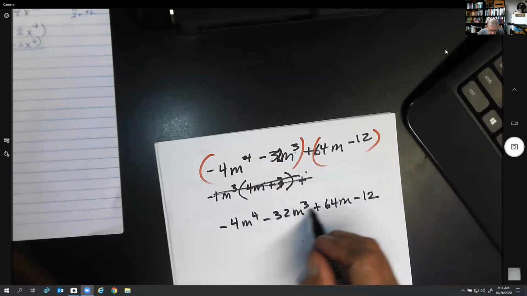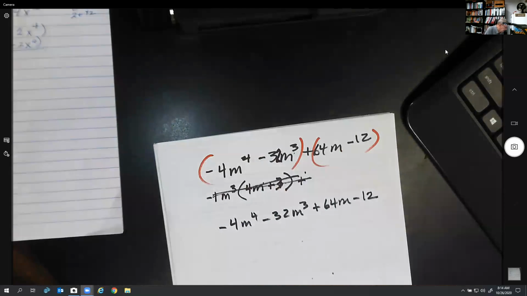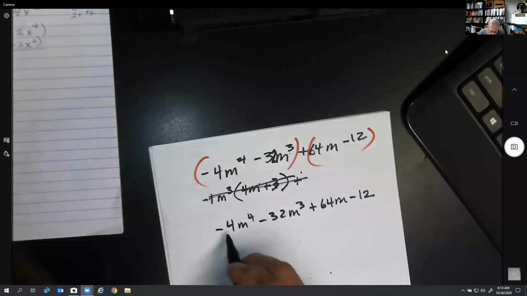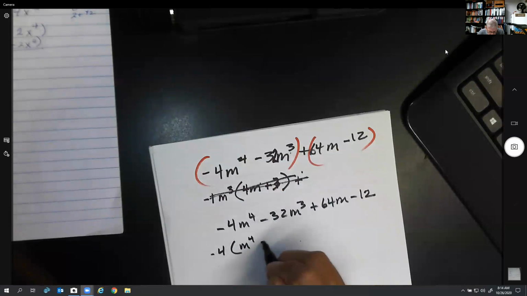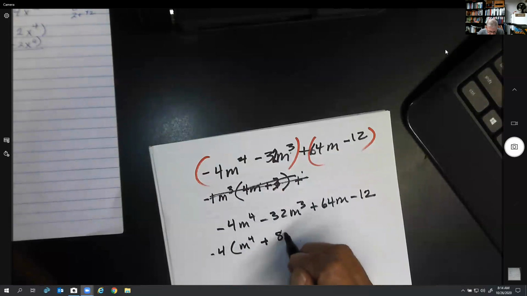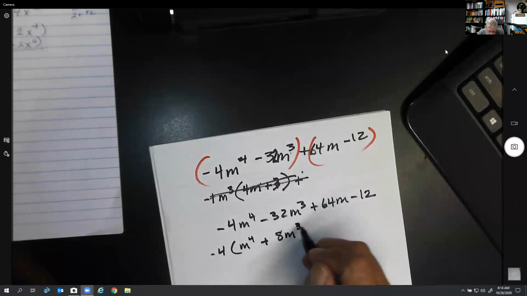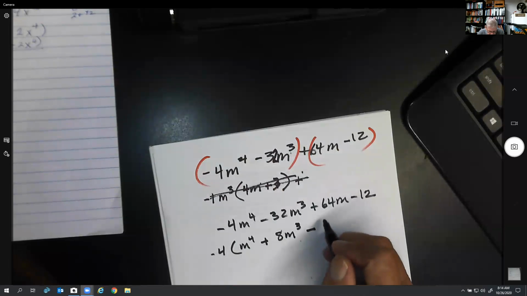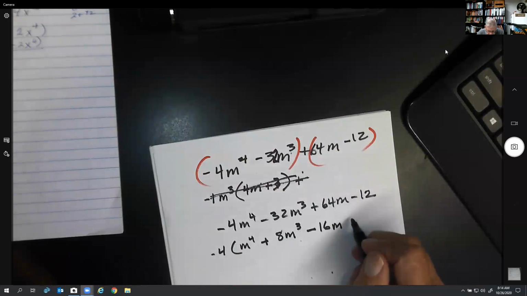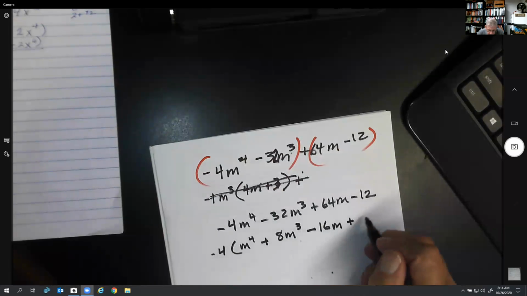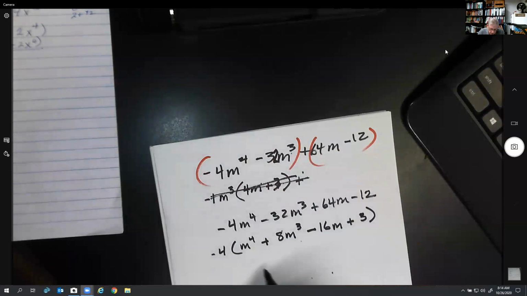Now I could take out a -4 on every one of those terms, huh? I could take out a -4 on this term. So let's take that out first. M to the fourth plus 8M cubed minus, see all these signs are changing, 16 times 4, let's see, that's 64, M plus 3. See.